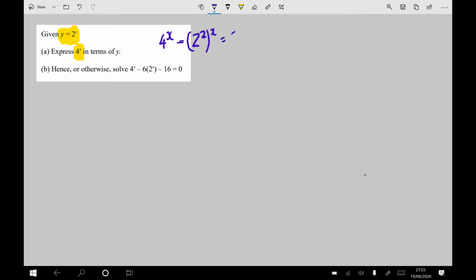And then we can write that like this. So we've got 4 to the power of x, which is the same as 2 squared to the power of x, which is the same as 2 to the 2x. Let's look at another way of writing that. This is also that. Multiply the x by the 2 and you get 2x.